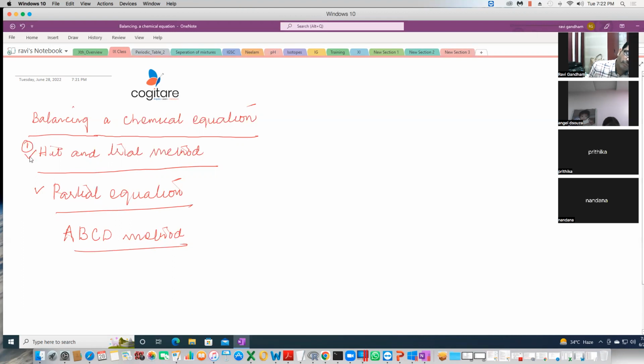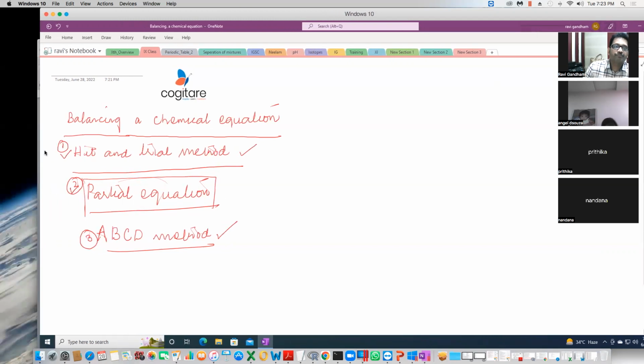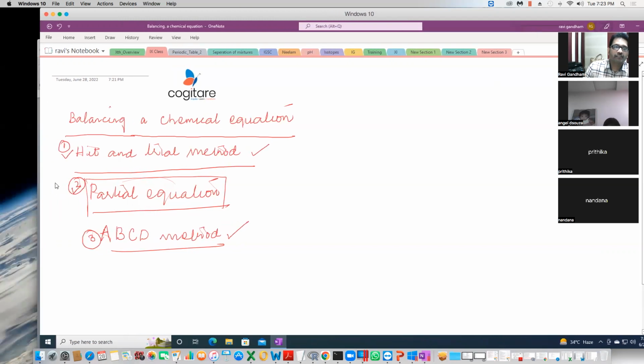The first one is hit and trial, the second one is partial equation, and the third one is the ABCD. What I'll do is we'll finish the hit and trial today and the ABCD method, and we'll take up the partial equation method later on. Is that okay? Yes, sir. So first, we'll look into the hit and trial method.